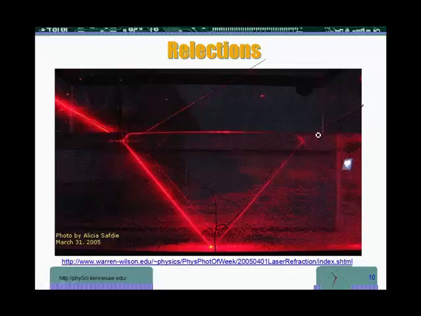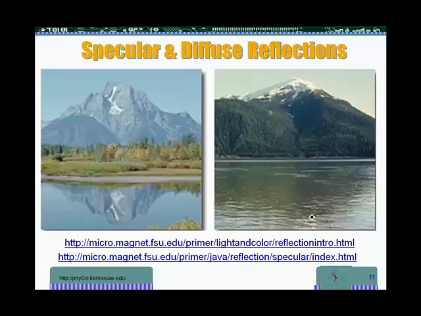This beam here, once it moved back into the air, is refracted, bending away from the normal, and that's what we are seeing there. We'll talk about the law of refraction later on. But this is just to illustrate that both things can happen at the same time. And when you talk about reflection, sometimes there are multiple reflections like what we see here.